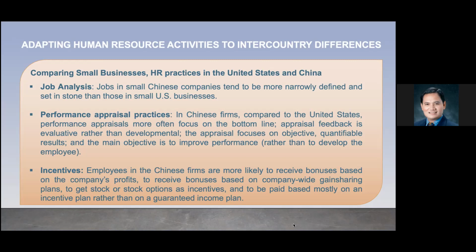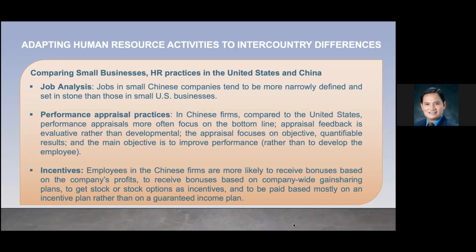Similarly, the researchers found significant differences in performance appraisal practices between US and Chinese firms. In Chinese firms, compared to the United States, performance appraisals more often focus on the bottom line. Appraisal feedback is evaluative rather than developmental. The appraisal focuses on objective, quantifiable results, and the main objective is to improve performance rather than to develop the employee. Perhaps surprisingly, therefore, performance appraisals in small Chinese companies tend to be more inflexible than those in the United States.